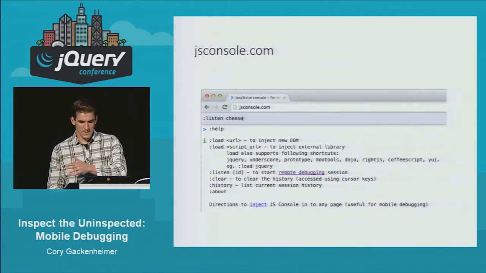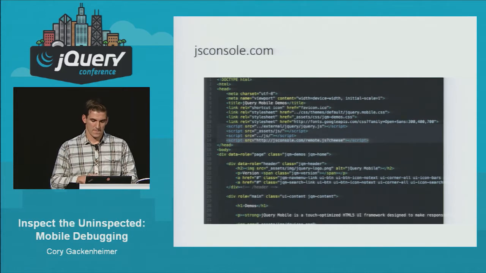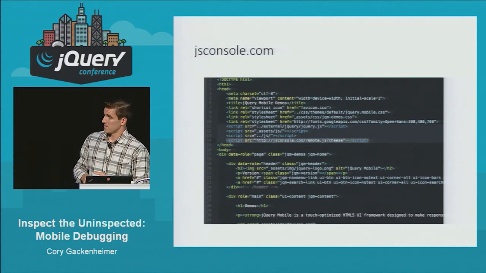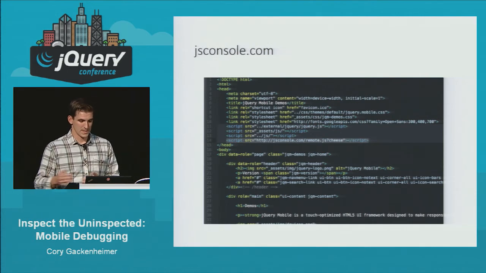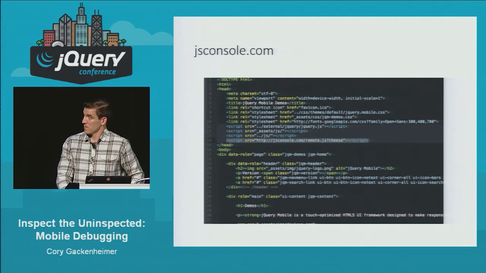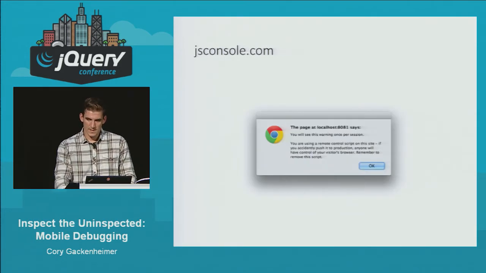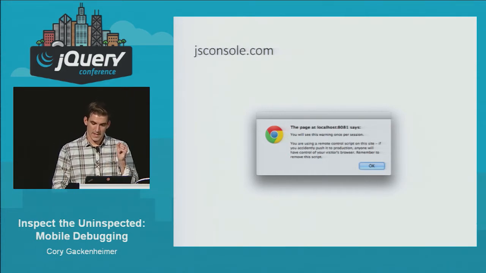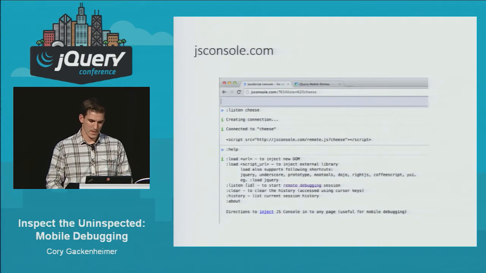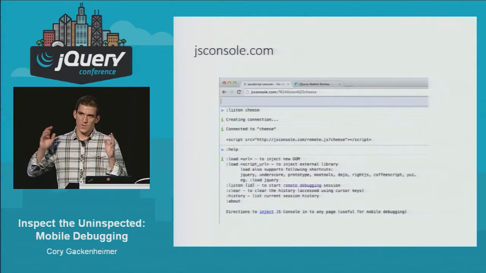So listen for cheese, and then on your remote device, if you can see it there in the middle, on your target script, you use the remote JS and then the query string of whatever that target parameter was. So in this case, cheese. When you load that up, you get this warning, which is a good warning because you don't want to leave this on in production. It's like, hey, just don't forget you have the script in here. So that's good. And then you get this connection.